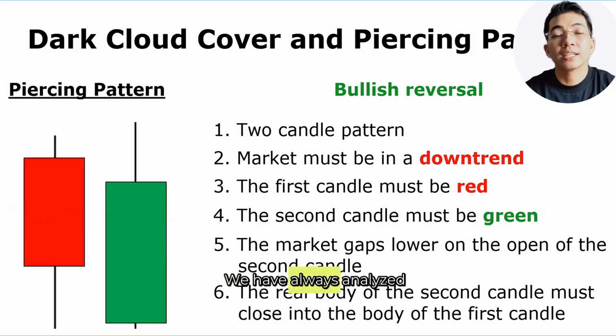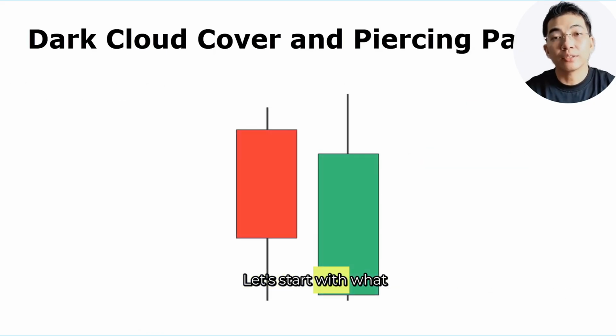We have always analyzed the patterns from a logical perspective, trying to understand the reason of the formation and where supply and demand may be addressed. I will give you the logical explanation for these two patterns, but this time I will also make an exception and will also provide you with an historical background because I believe that it is necessary to fully understand these two signals.